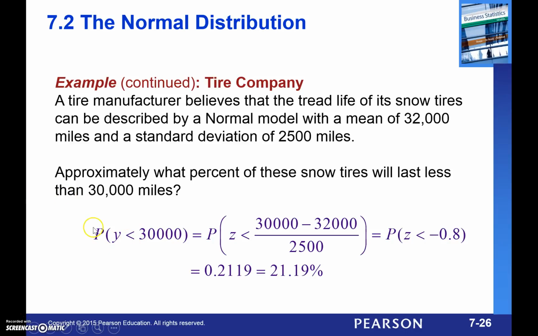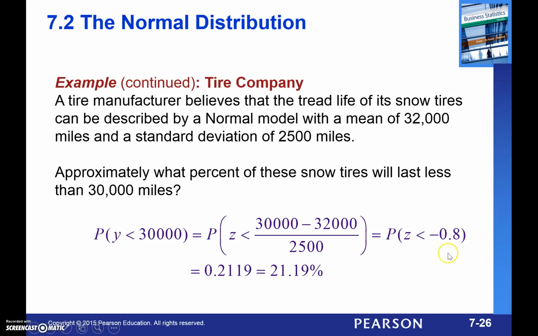So again, in mathematical terms, it says what's the probability that my tire mileage y is less than 30,000 miles. And so we've got to take this 30,000, make a z-score out of it. So again, that's the number we're interested in, minus the mean of 32,000. Take that divided by the standard deviation 2,500, and that will normalize it, and we'll get a z-score. So we get, now what's the probability that z is less than minus 0.8?